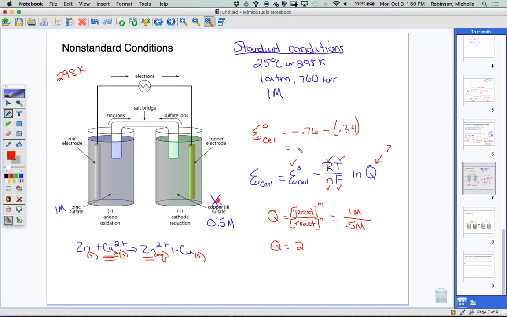Did I write it backwards? Do I have these two backwards? Is that my problem? Which one's the cathode? It says it right down there. So this was the zinc and this was the copper, right? So I wrote it backwards. This is why I never do it this way. All right, so it should have been 0.34 minus a negative 0.76, right? So it comes out 1.1. So we should get 1.1.